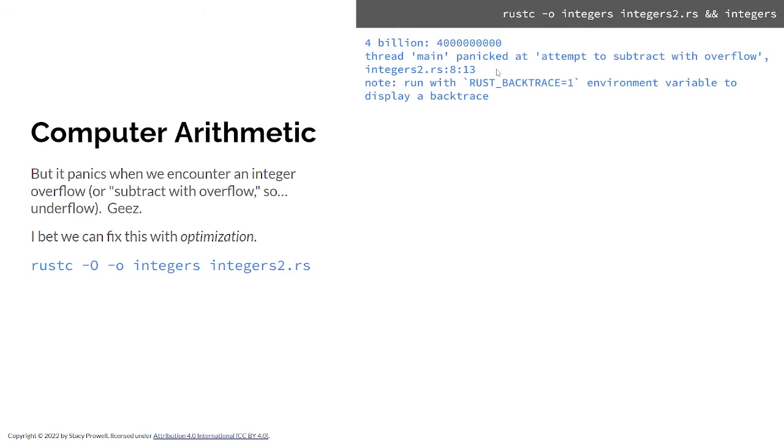It's caught this 0 minus 4 billion, and it says, you know what? That's not going to work. I'm not going to allow that. Dang it. Most of the time when security kicks in, one of the easiest ways to defeat any type of security is optimization. So let's turn on optimization, because that's what we're going to do when we release the thing, right? We're going to test it without optimization and then release it with optimization. So let's go ahead and optimize it now and see what we get.